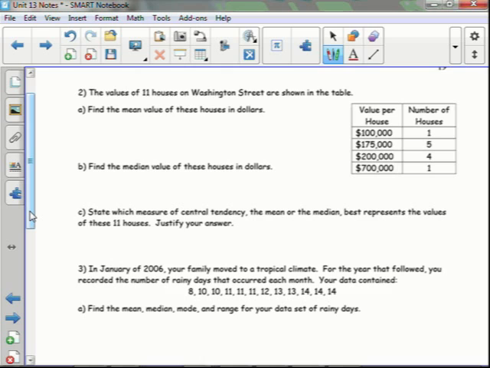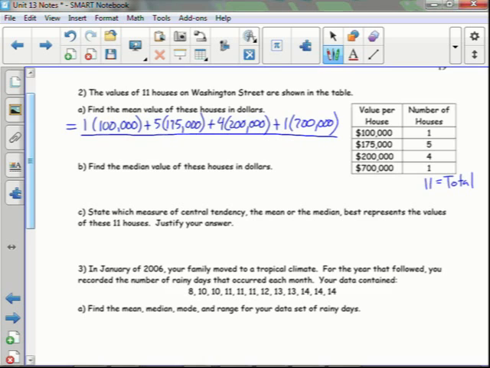The value of 11 houses on Washington Street are shown in the table. What we have to realize here is that together the total is 11 houses, but 5 of them are priced at 175,000. So when we go to find the mean, we've got 1 at 100,000, but we have 5 at 175,000, and we have 4 at 200,000. And then we have 1 that's pretty pricey, up at 700,000. Okay, all of them are actually kind of pricey. And then the total is 11.